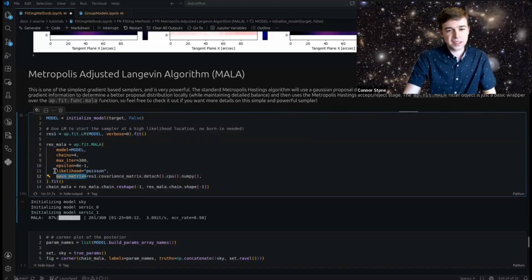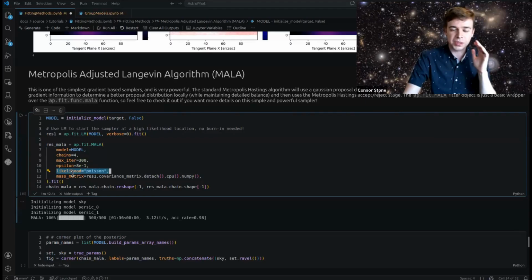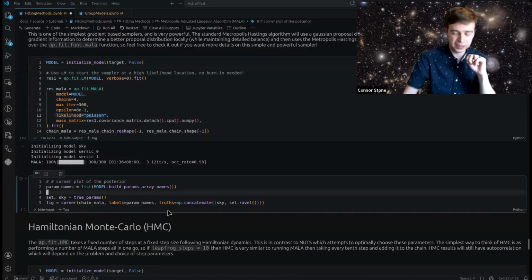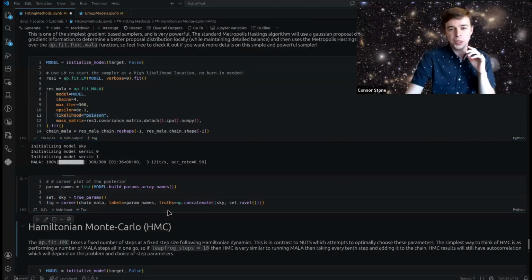As a little bonus, I changed the likelihood over to using a Poisson likelihood instead of a Gaussian likelihood. There are certain cases where you'd want to use a Poisson log likelihood rather than a Gaussian log likelihood. A lot of the fitters, almost all of the fitters in AstroPhot, can let you switch between a Gaussian likelihood or a Poisson likelihood, just depending on what case makes the most sense for you. For most cases, Gaussian, and that's the default that AstroPhot assumes.